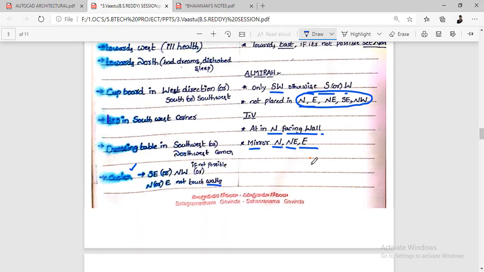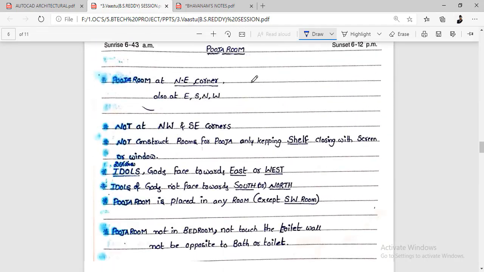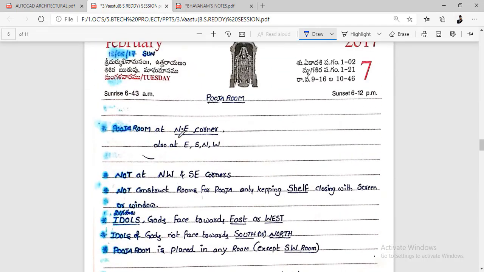Okay, and coming to here, this is also a master bedroom, and coming to the puja room. Puja is always preferred at a northeast corner.